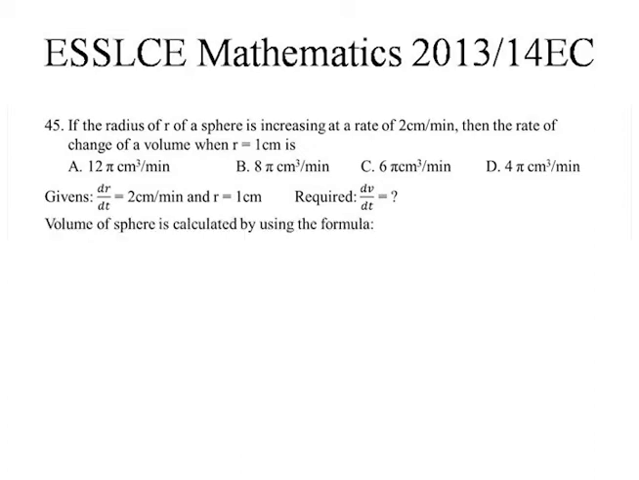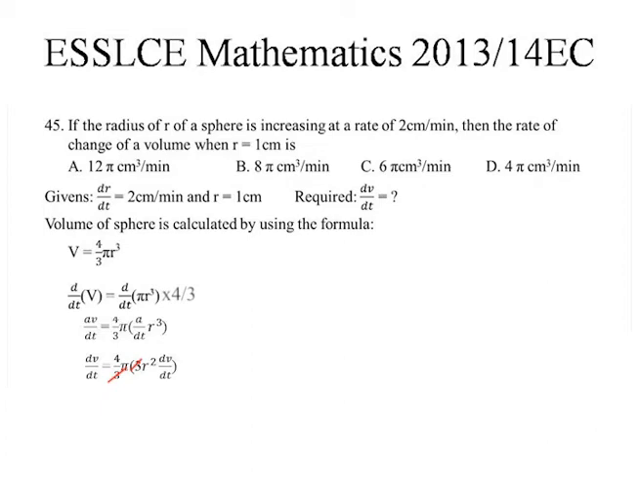Volume of a sphere is calculated by using the formula V is equal to 4 over 3 pi r cube. Taking the derivative of both sides, we will find dv by dt is equal to d by dt of 4 over 3 pi r cube. 4 over 3 pi is a constant, so we will take it to the front. We will find 4 over 3 pi times d by dt of r cube. The derivative of r cube becomes 3r squared times dr by dt. So 4 over 3 pi times 3r squared dr by dt: 3 crosses out by 3, and we are left with 4 pi times r squared times dr by dt.